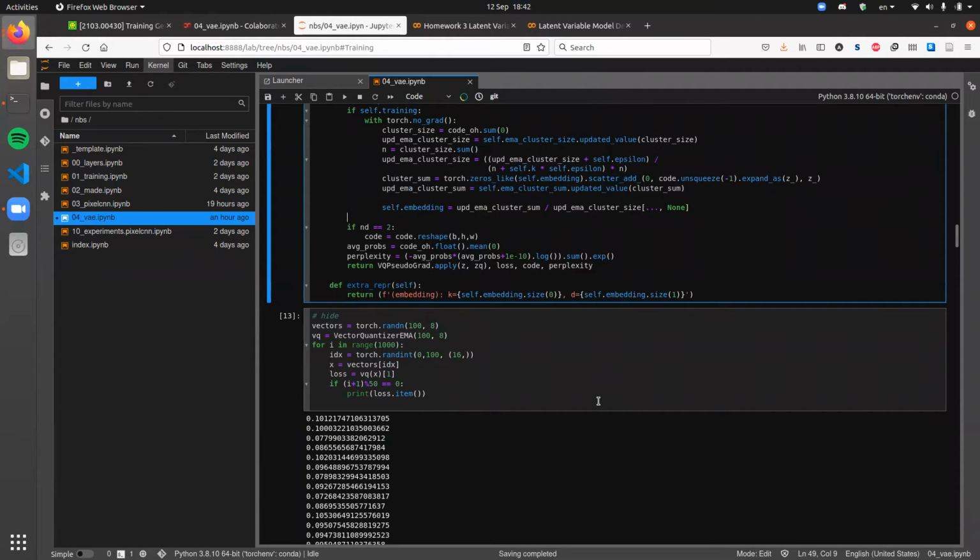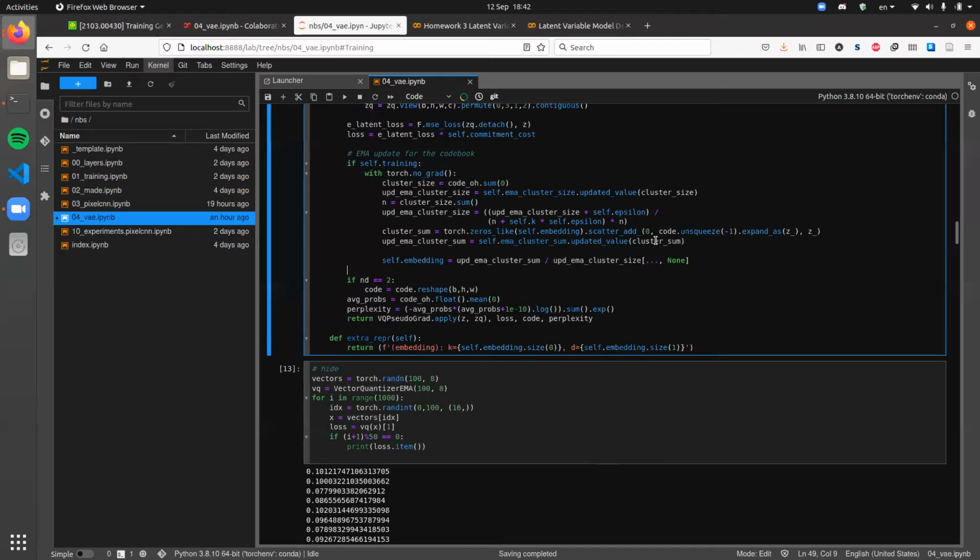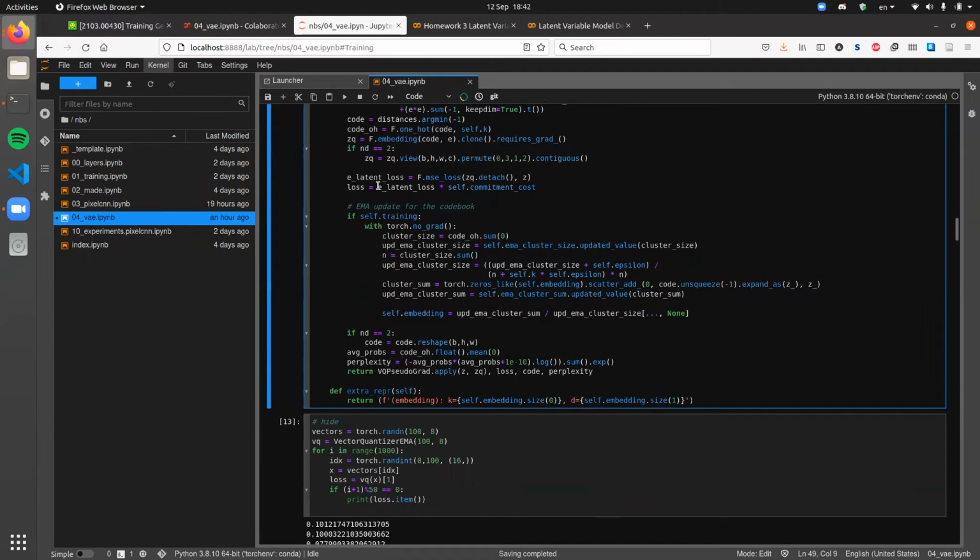Question: there are two parts when we did it the first way, right? You learn the codebook, but you also make sure that the encoder produces outputs close to the codebook. Is that part changed, or does that part remain the same? That part remains exactly the same, and it's still here. You can see in the implementation we still have this E latent loss, as it's called, and it will still be the same value, but the update to the codebook is different now.